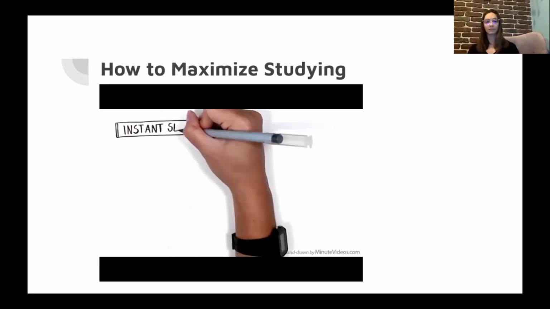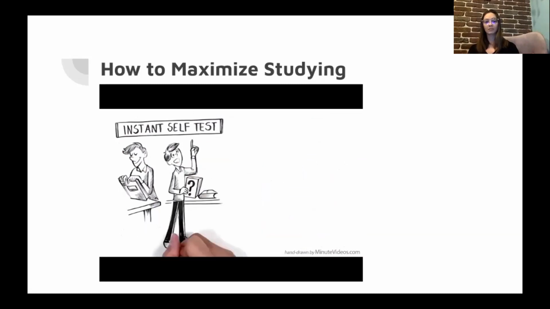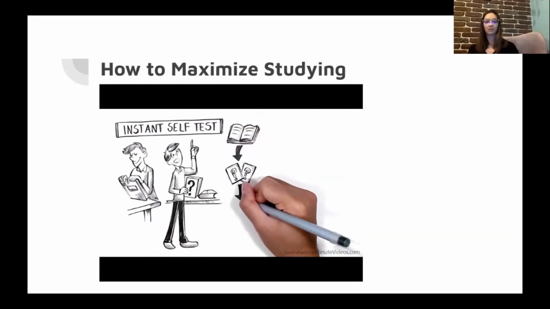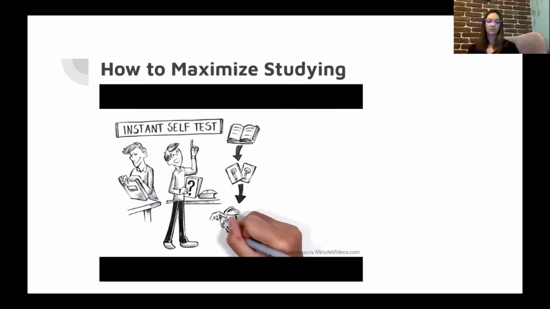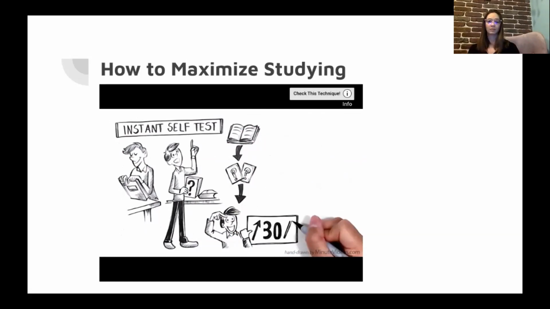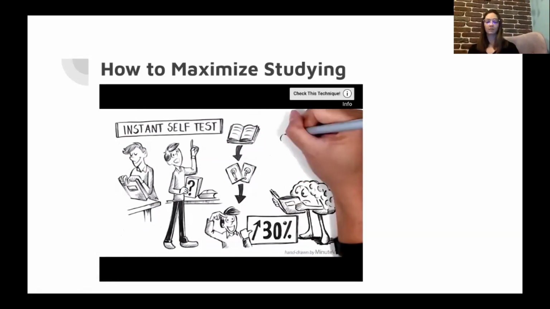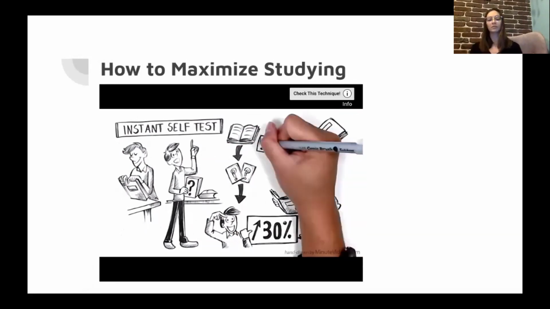Instant self-test. After you study, finish up with a quick quiz. Immediate recall in the form of a test or a short summary of what you've just learned can increase retention by as much as 30%. Because it's much harder for your brain to recall than to read, that extra effort creates deeper traces in your memory.